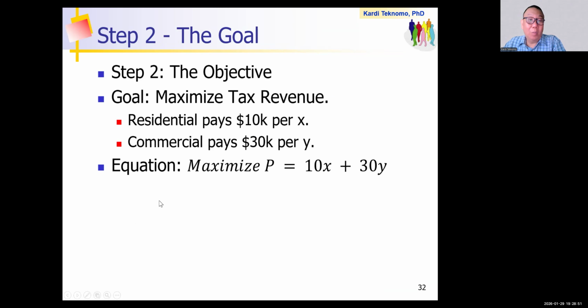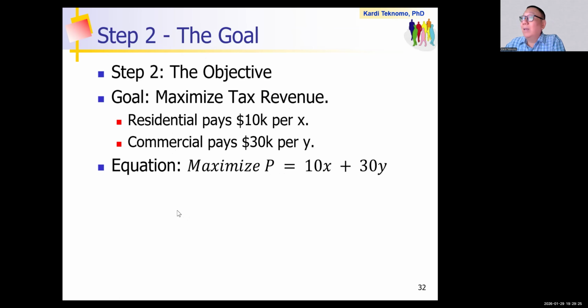Okay, simple. And the second ingredient is the goal, isn't it? So this is the objective. You want to maximize the tax revenue. Remember residential pays 10K per X, while the commercial pays 30K per Y. So you want to maximize the tax, which is 10X plus 30Y. Good.